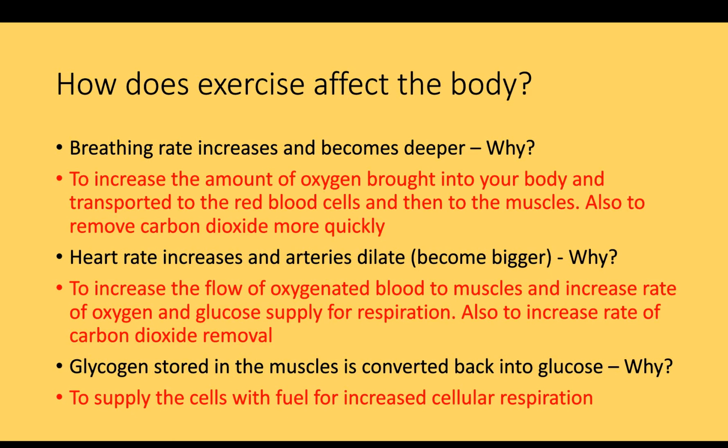You know that heart rate increases and arteries dilate to increase the flow of oxygenated blood to the muscles and also to increase the rate of oxygen and glucose supply for respiration, and obviously also to increase the rate of carbon dioxide removal. And finally, the glycogen that is stored in your muscles is converted back into glucose, because that is what is used to supply the cells with the fuel needed for increased cellular respiration. Okay, how did you get on? If you haven't got all of that correct, then just add to your notes.